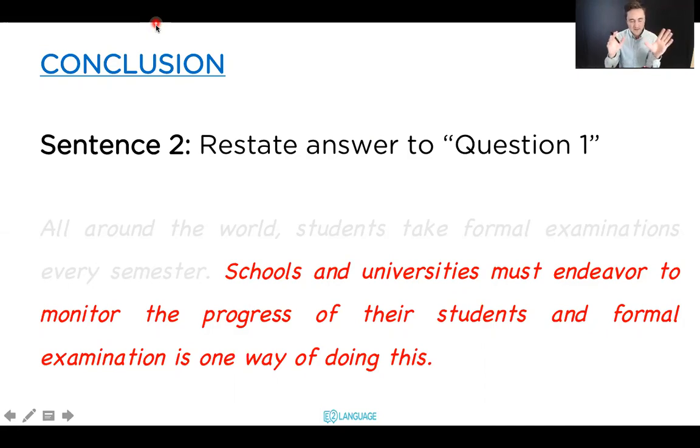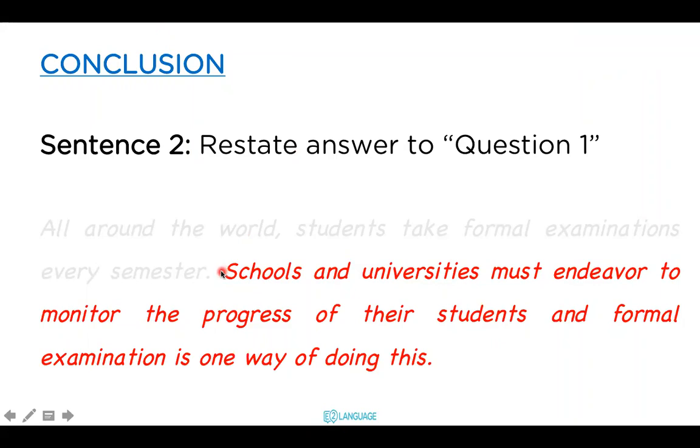Fine. Right. So the conclusion is, in fact, a mirror of your introduction. In fact, you do the exact same thing in your introduction and your conclusion, but just in different words. And that's a beautiful beginning and an end to the essay, because again, it's right on topic. So to restate the answer to my question 1, I wrote this. Schools and universities must endeavour to monitor the progress of their students, and formal examination is one way of doing this. Remember in my introduction, I talked about measuring progress.